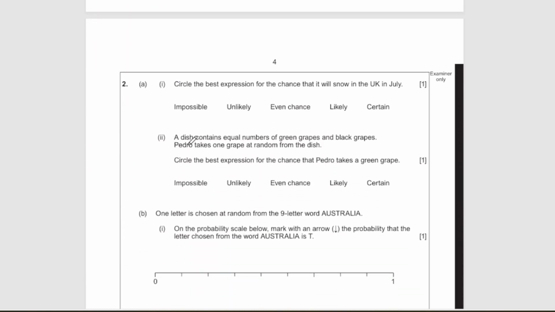Question 2 then, we're on to probability here. Circle the best expression for the chance that it will snow in the UK in July. Now, in the UK, we get snow usually around Christmas time, winter. So it's not impossible because we do get snow in the UK. However, it is unlikely that it'll happen in July. So the snow in July is unlikely.